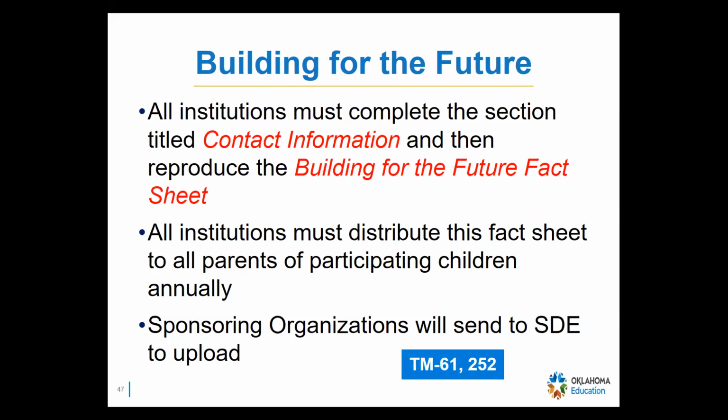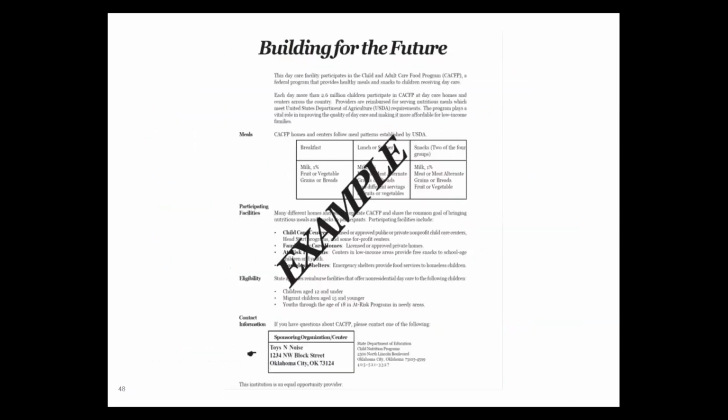If you are an at-risk entity that only serves after school meals at, say, a church, I would give a copy out to the parents, letting them know that you're on the program. But if you're a school district, you can just post this someplace. If you're a daycare center, you're already supposed to be giving out the Building for the Future, so it shouldn't be an issue. This is an example of what it looks like. See down here in the bottom left-hand corner, that's where you put your information, who you are. If you're a school, you can just put it on a bulletin board someplace where we can see it.